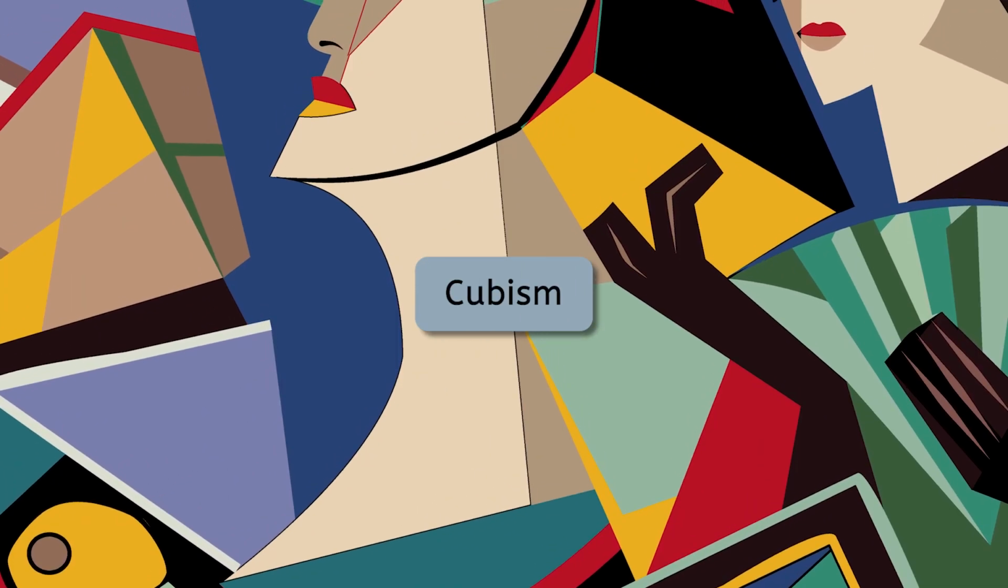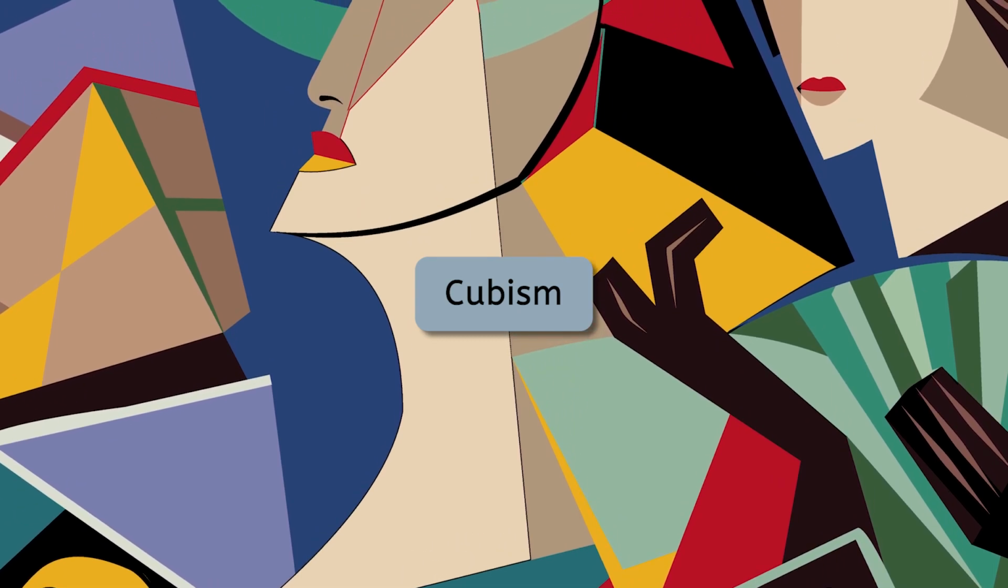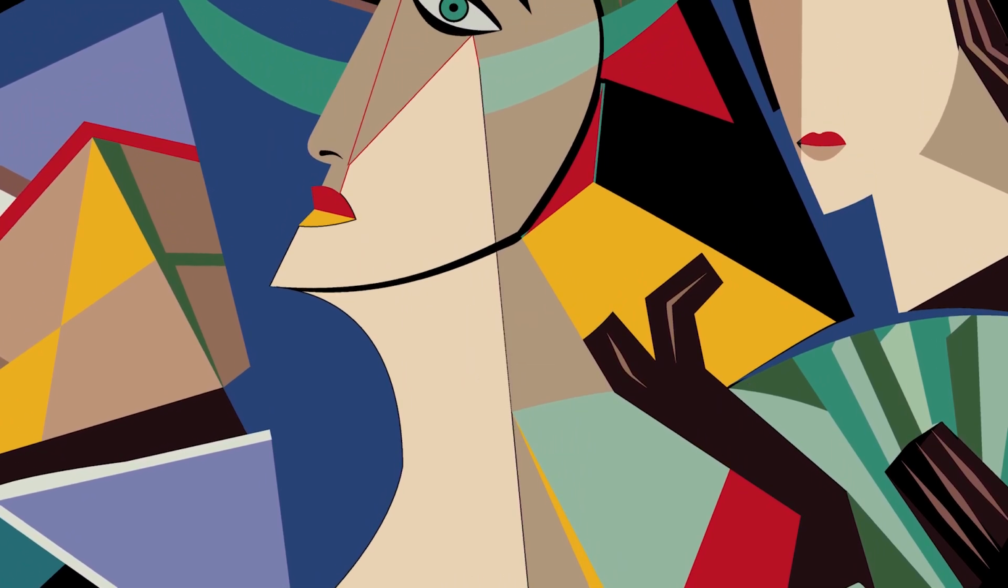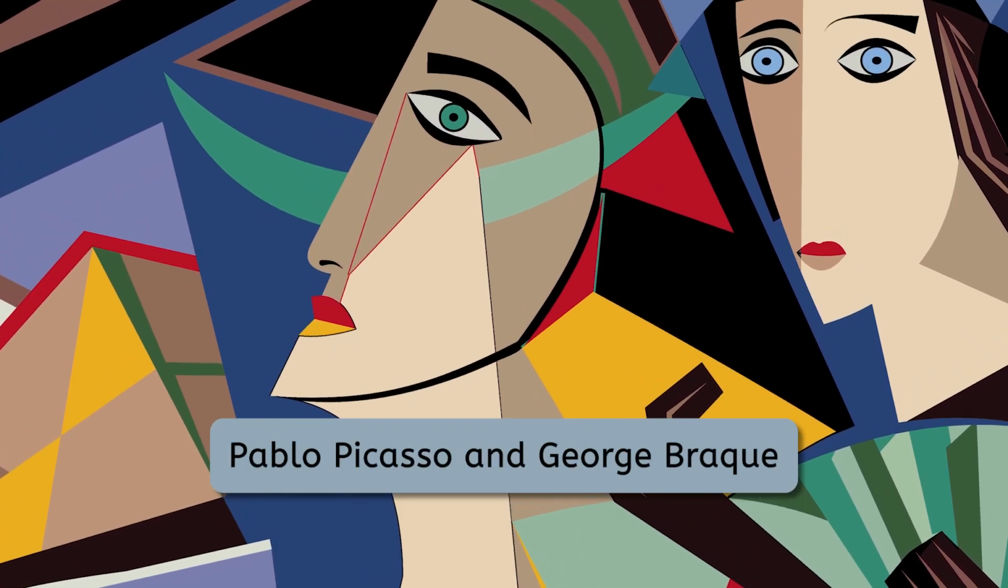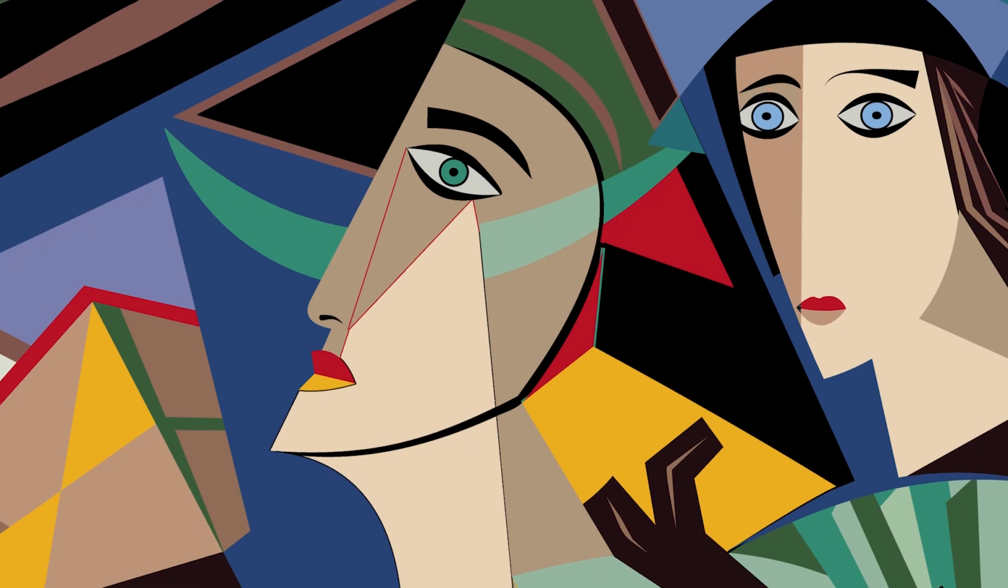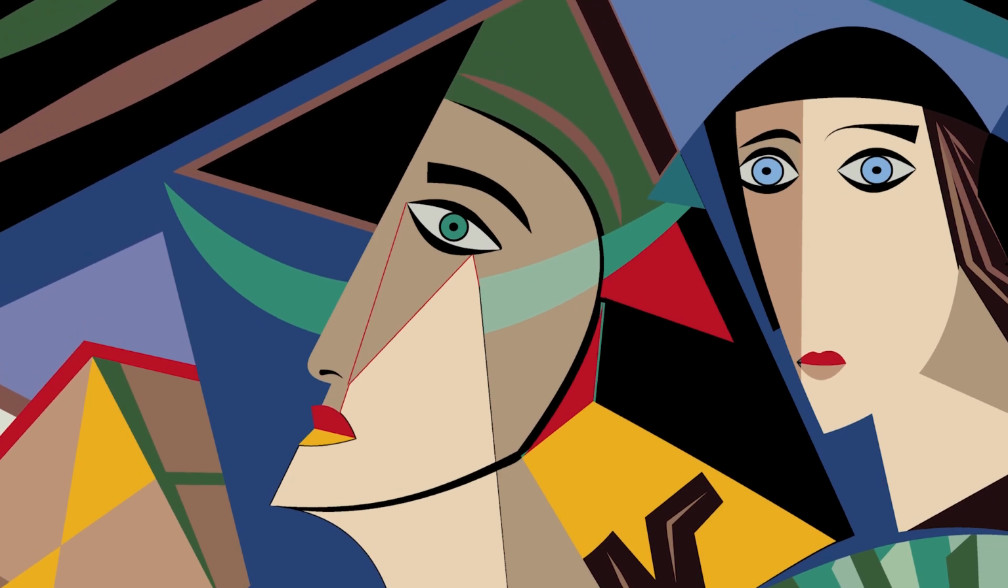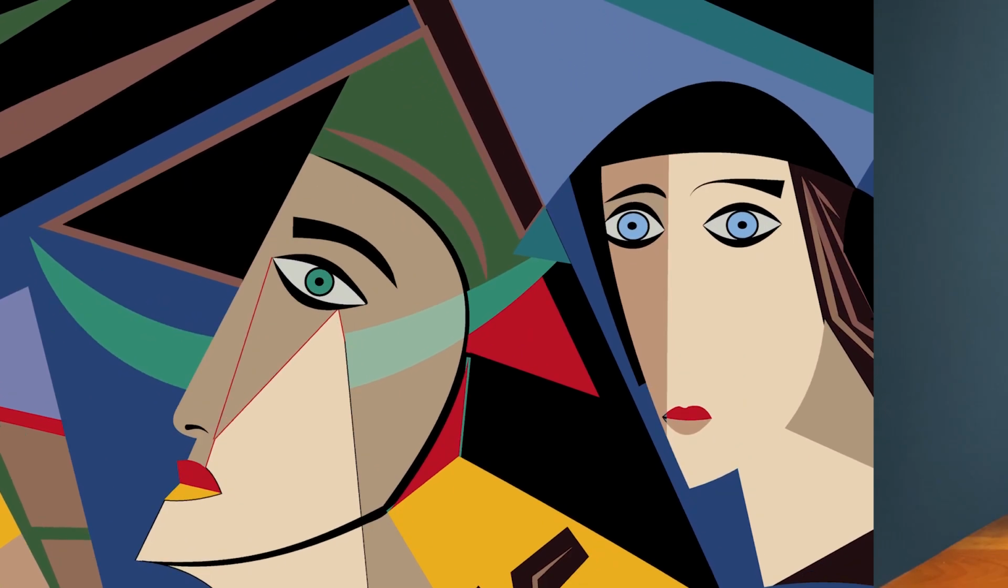Cubism. Cubism was an art movement that originated in the early 20th century and is often associated with artists like Pablo Picasso and Georges Braque. It involved the use of geometric shapes to create abstract representations of objects and scenes.